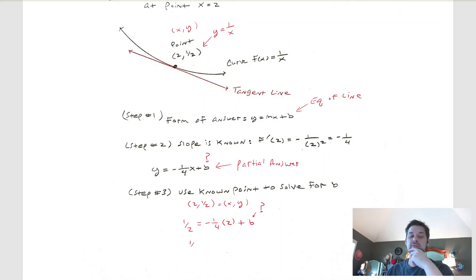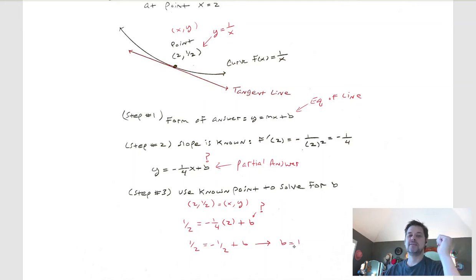Okay, so 1/2 here, what's -1/4 times 2? That's going to be -1/2. And then I get plus b. And then if I were to add 1/2 to each side of this equation, I would get that b is equal to 1, right? Because it'd be 1/2, and then I'm plus 1/2. 2 halves, that's 1. So b is equal to 1.